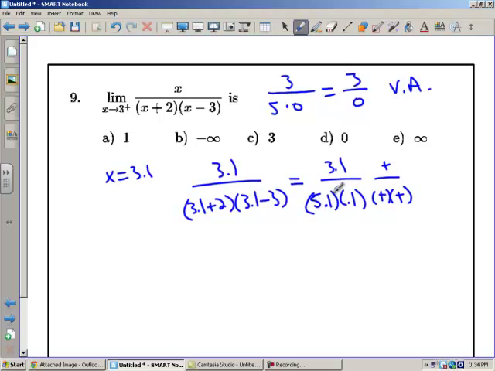Now you can actually work it out and figure out what the actual number is, but that doesn't matter. We just need to know the direction. Is the graph going up or down? Because we know it's a vertical asymptote. And if I plug in a number close to this number right here, if it's positive, it's going up, and if the answer is negative, it's going down. So this answer would be positive infinity.